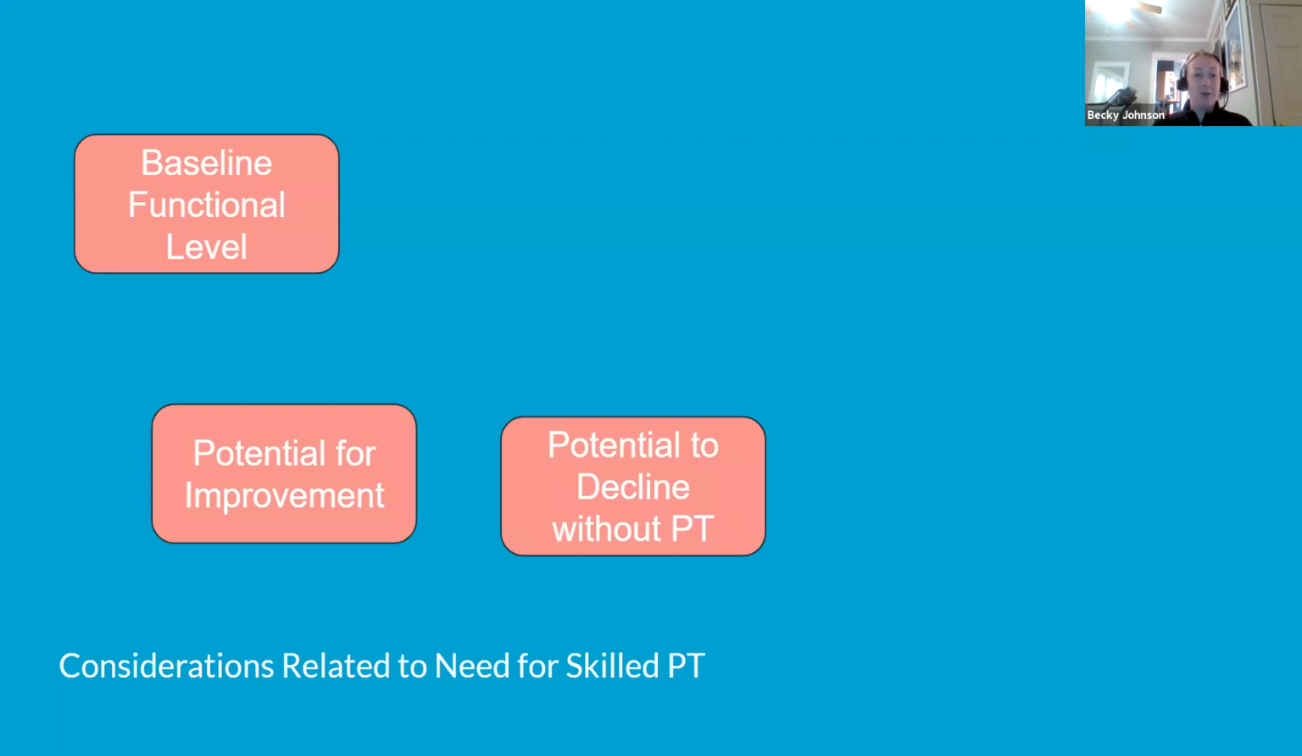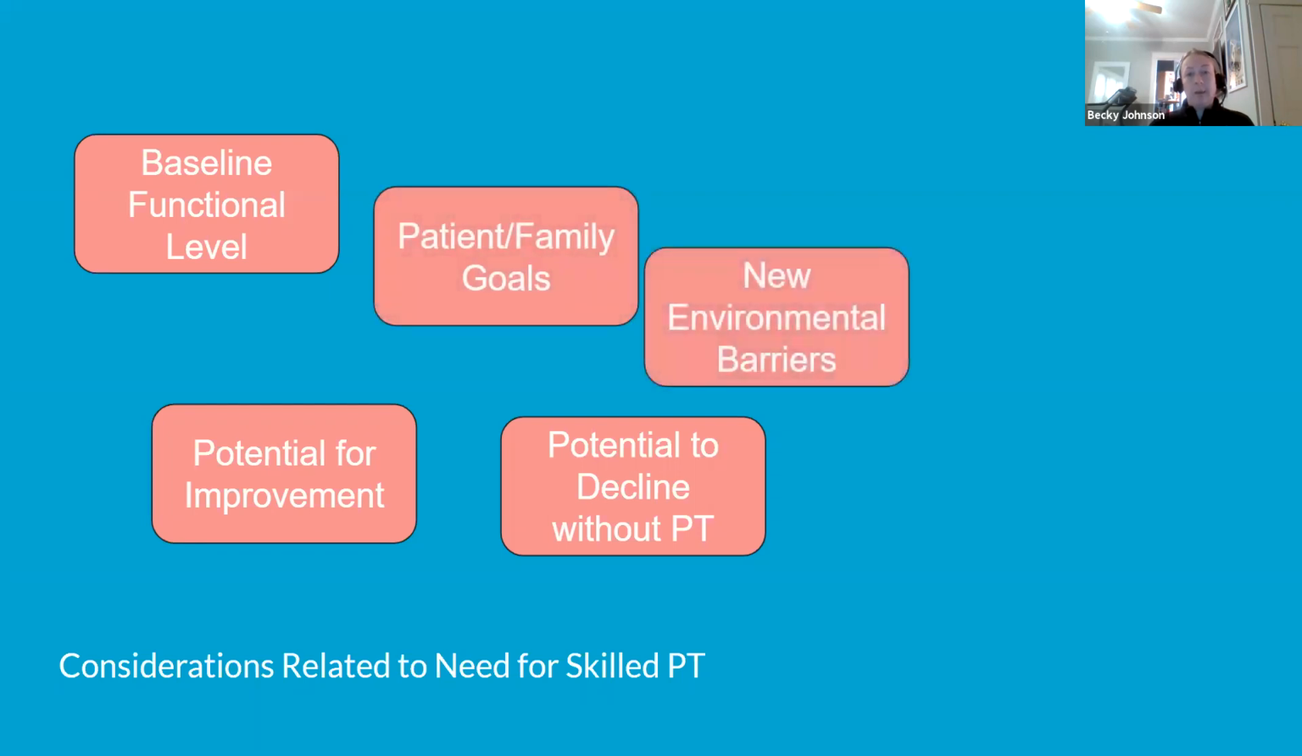So you might have to evaluate a patient. Maybe you evaluate them and you only put them on your caseload for once a week to check in and make sure that things are going as expected. All things to take into consideration. What are the goals? Are there any new environmental barriers? So like, is the patient moving residences?